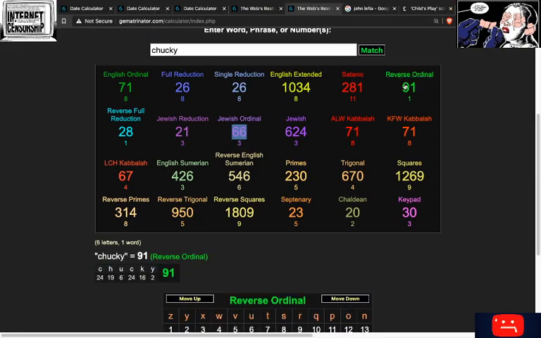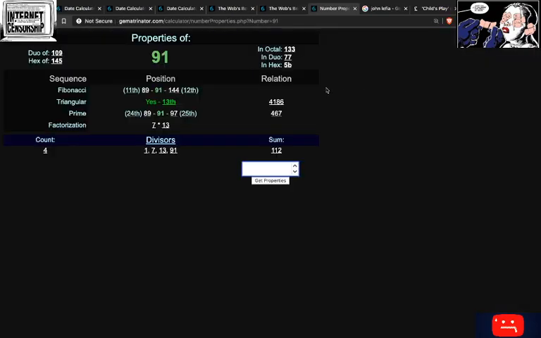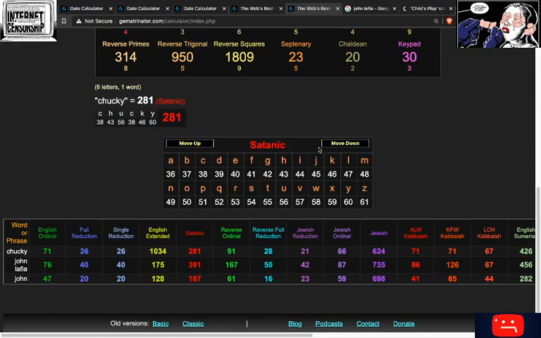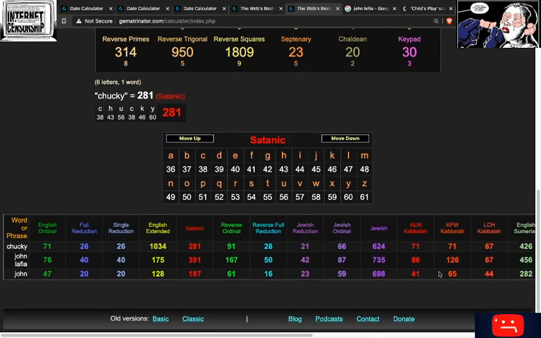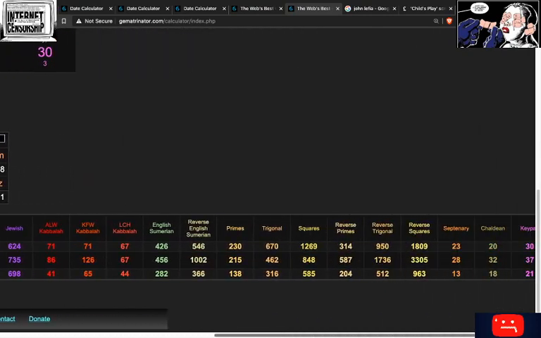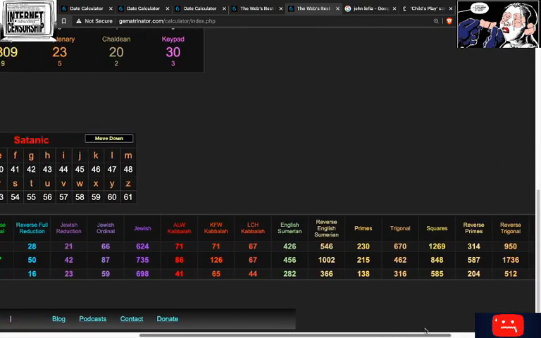Let's see, 281. Seen a lot of 13s. 91's the 13th triangular number. And then we got some 89s. Well, maybe it didn't log in down here, but it will, once I retype everything in.